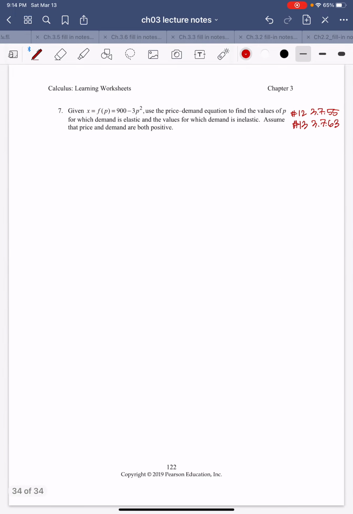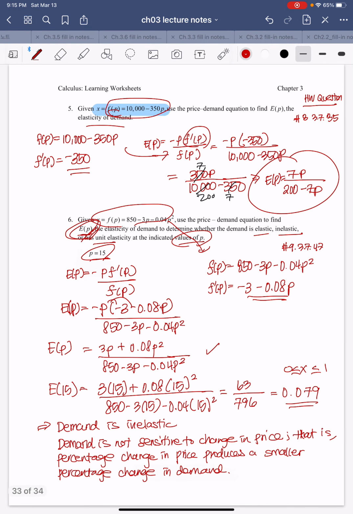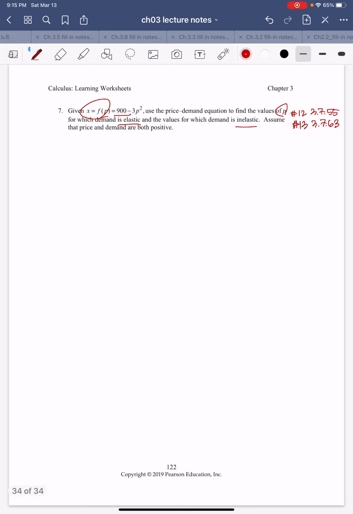All right. There, last question, and that's it for this section. This is very similar to number 6, except this time we are given x equal to f of p function, and then we are going to find the p where demand is elastic and where it is inelastic. So this time they're not given a p-value to check. I have to find the p-value where this function has elastic and inelastic demand.